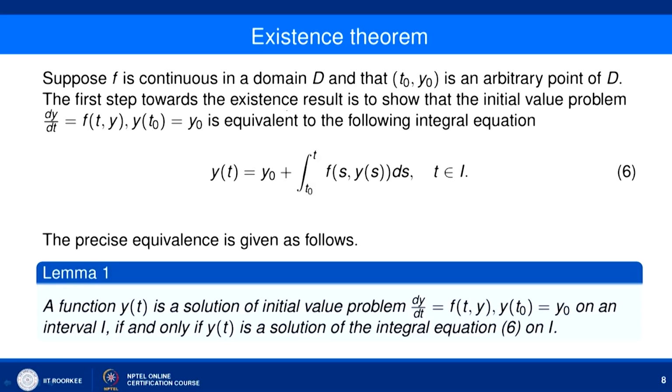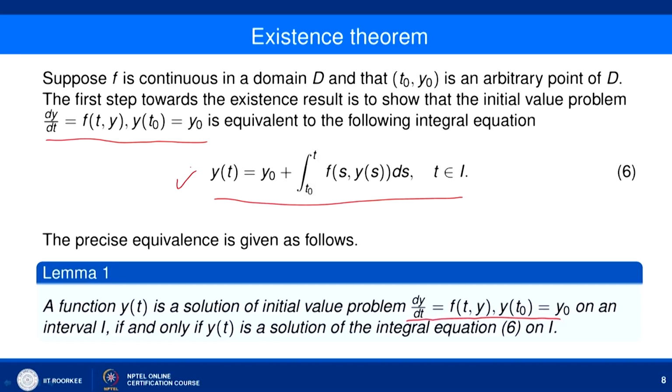The first step towards the existence result is to show that the initial value problem dy/dt = f(t, y) with the condition y(t0) = y0 is equivalent to the following integral equation: y(t) = y0 + integral from t0 to t of f(s, y(s)) ds, where t belongs to some interval. To show the equivalence between this differential equation and the integral equation, we consider the following lemma. A function y(t) is a solution of the initial value problem dy/dt = f(t, y) with y(t0) = y0 on an interval I if and only if y(t) is a solution of the integral equation 6 on the interval I.